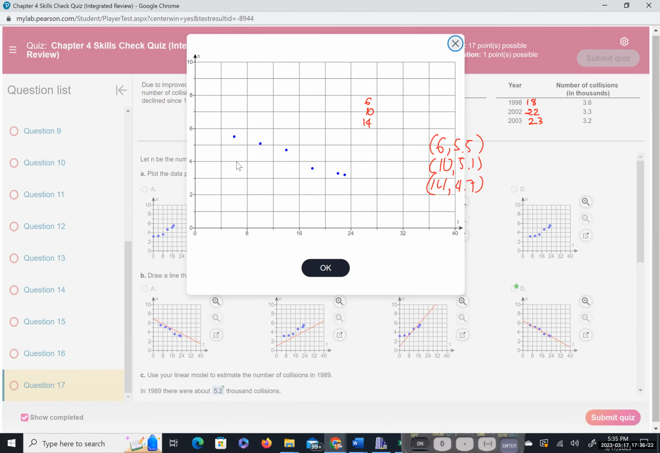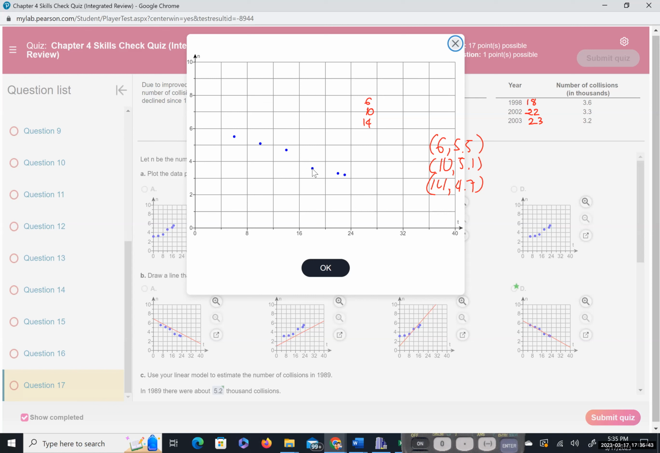Oh, it looks like a 6 here. Okay, 4 here, right? And then 6. So 6 here, 6 and 5.5. Oh, looks good. 10 and 5.1, looks good. 14, 4.7, looks good. 18, 3.6, right?